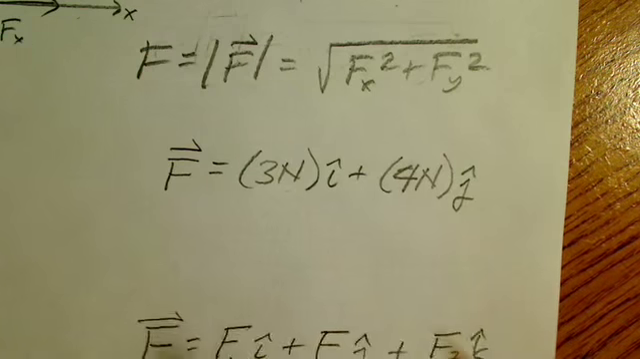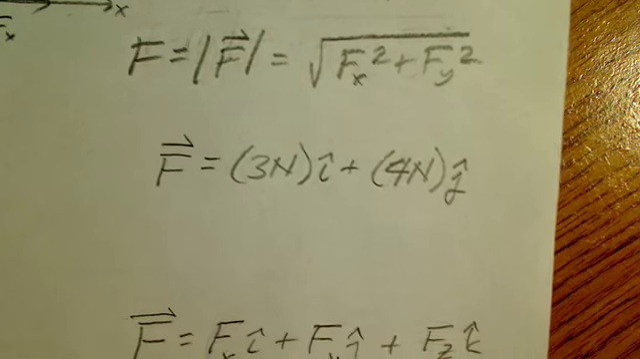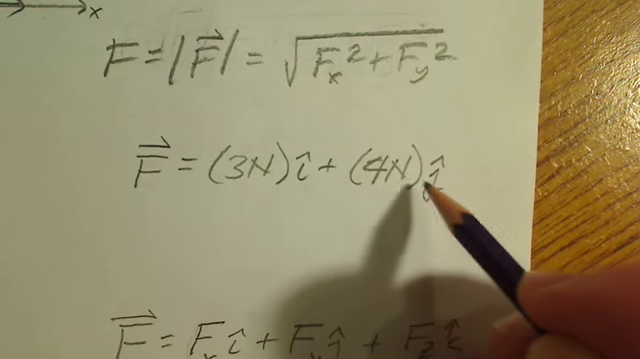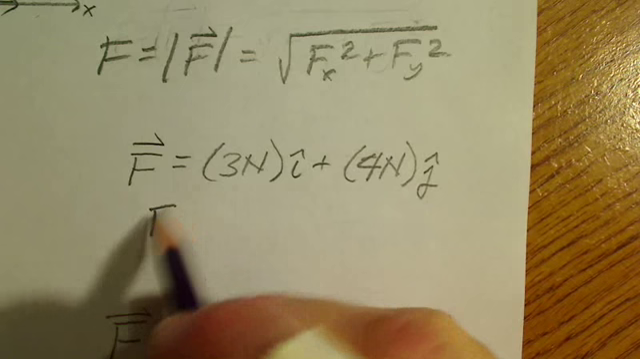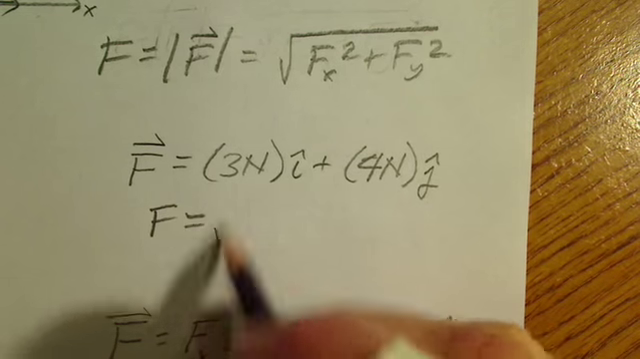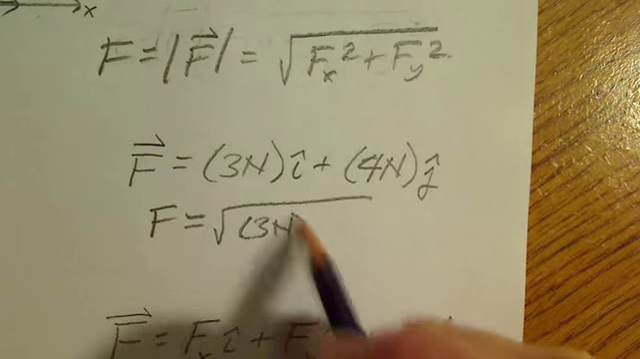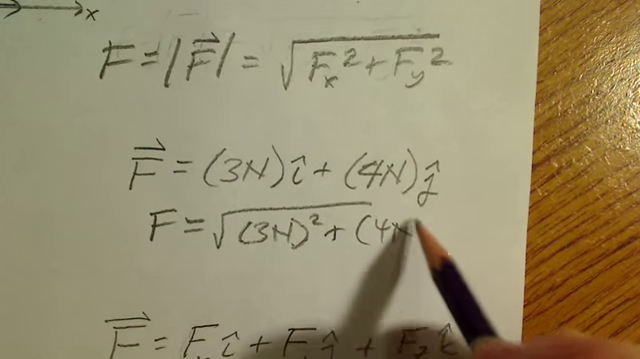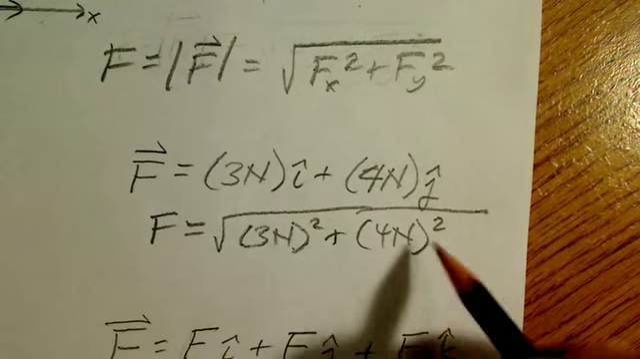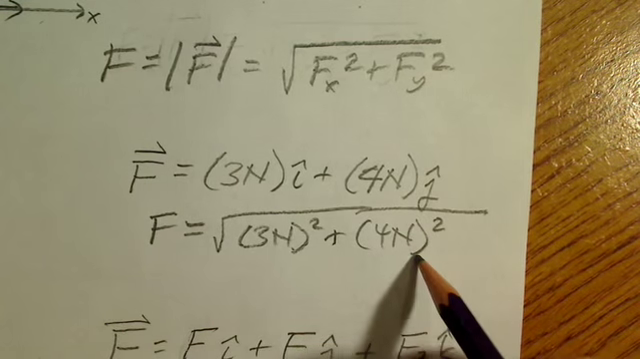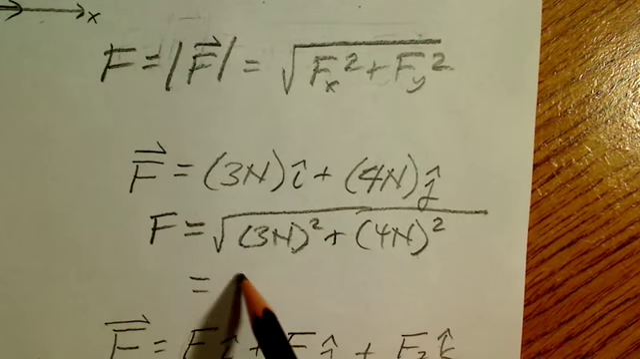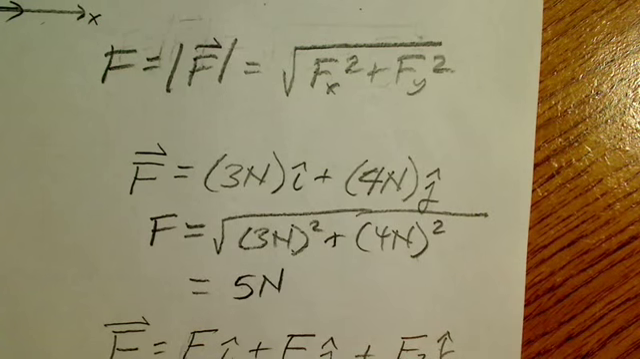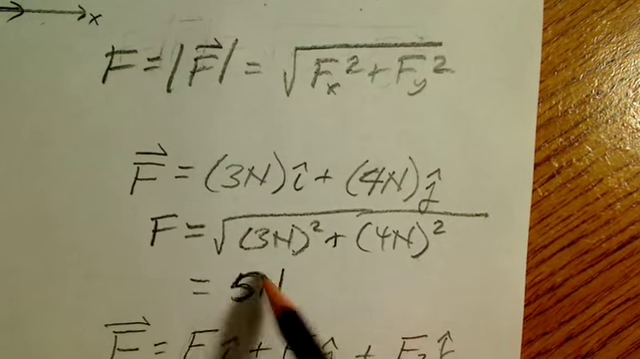So if you have, let's say, 3 in i hat plus 4 in j hat, the magnitude of that vector is equal to the square root of 3 newtons squared. Notice the i hat doesn't appear down here. Plus 4 newtons squared. The j hat doesn't appear down here. And the answer for this one just happens to be 5 newtons. So the units work out, and the number happens to be that.